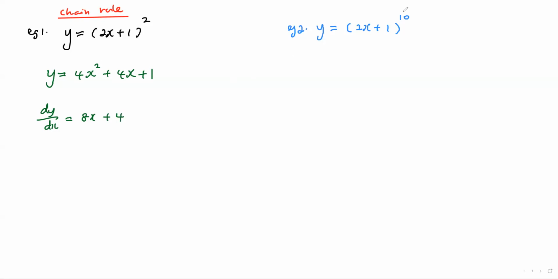Okay, but let's look at example 2. If I raise the power to a 10 instead, this is quite big. So normally it wouldn't make sense to try to expand. Even if you use binomial theorem, it will be quite a hassle. So this is where chain rule is useful.